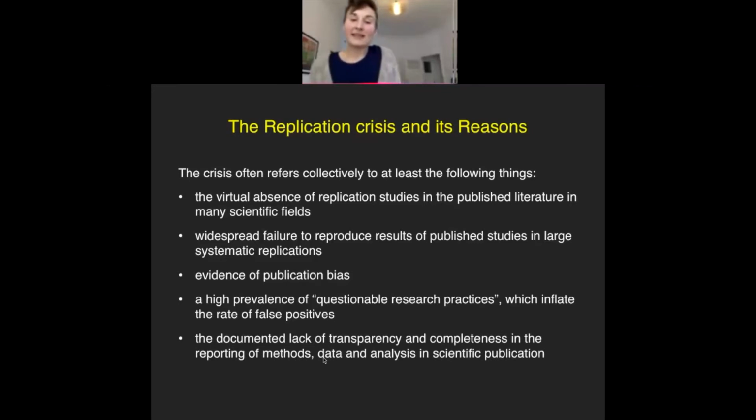And also the documented lack of transparency and completeness in the reporting of methods. So we need better ways and guidelines to better document what we did exactly, how we analyzed our data, and how we came to our conclusions.